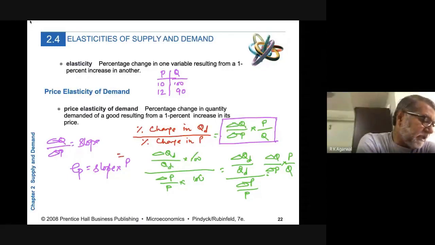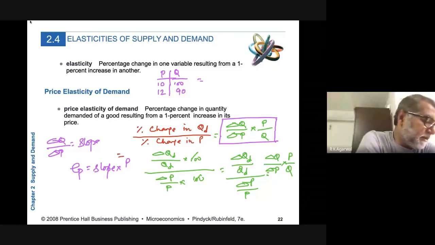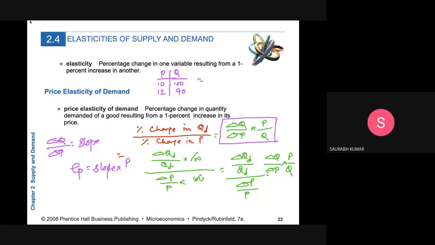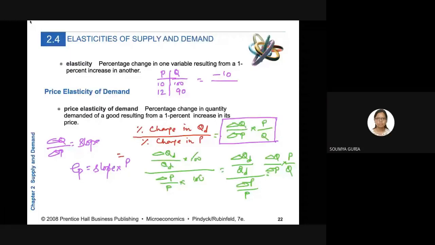So let us calculate this. So delta Q, how much is delta Q? Minus 10. How much is the original quantity? 100.